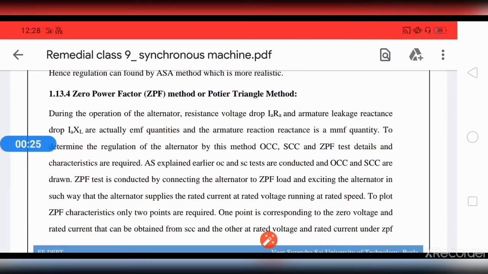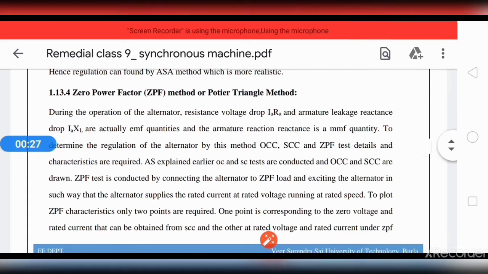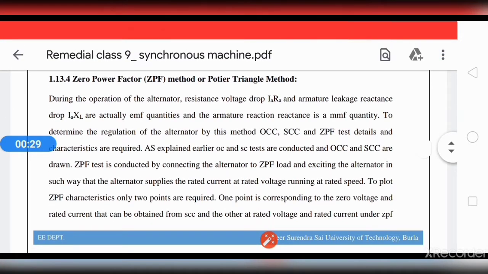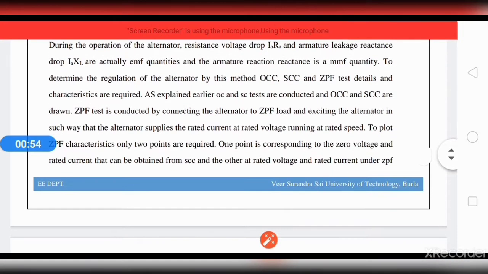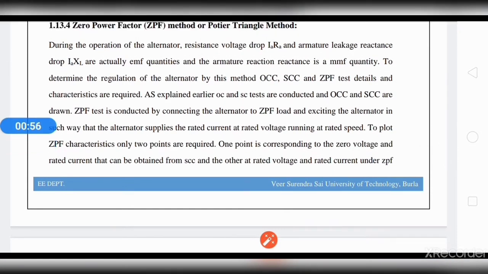voltage regulation for alternator. During the operation of alternator, the resistance voltage drop and the armature leakage reactance are actually EMF quantities, and the armature reaction reactance is an MMF quantity. So to determine the regulation of the alternator by this method, we use the OC-SC test and ZPF test details. Characteristics are required.